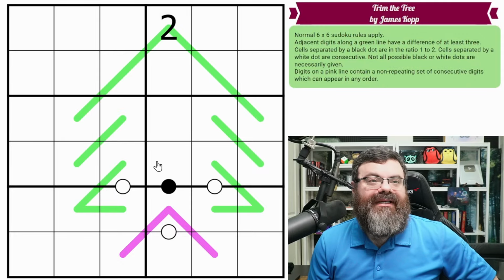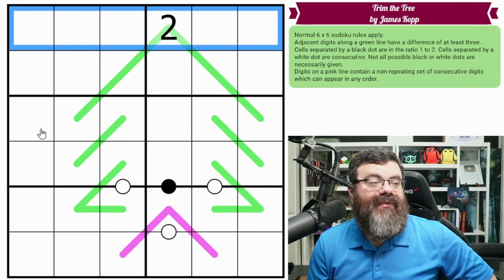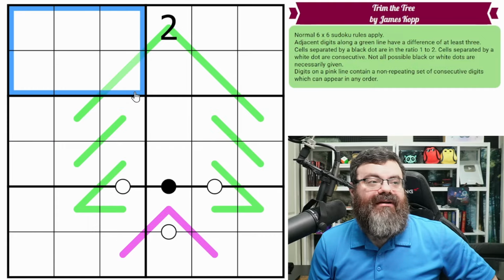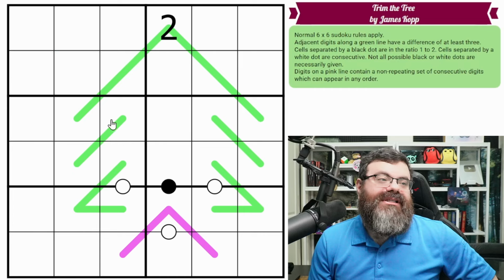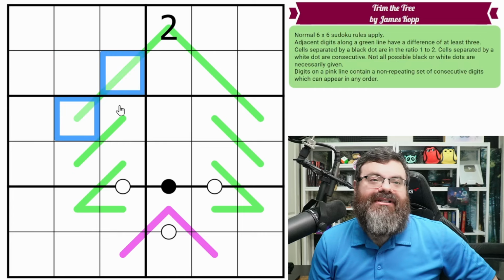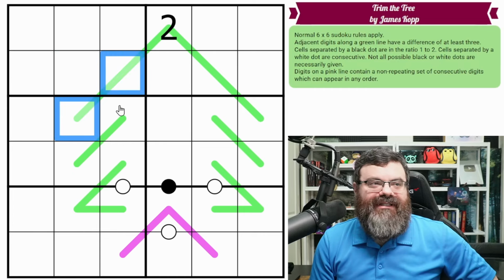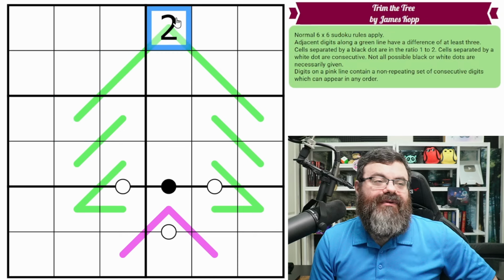We have normal 6x6 Sudoku rules, so in each row, each column, and each 2x3 box, we are placing the digits 1 to 6 exactly once each. We just have these green lines in the grid. Adjacent digits along a line have to have a difference of at least 3. So it's a German whisper line.